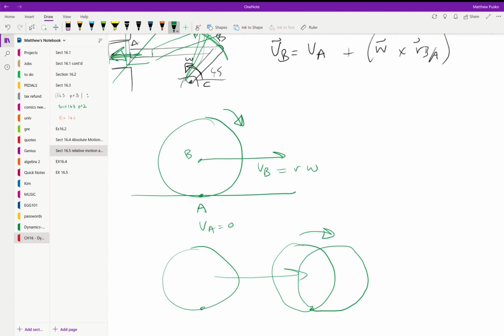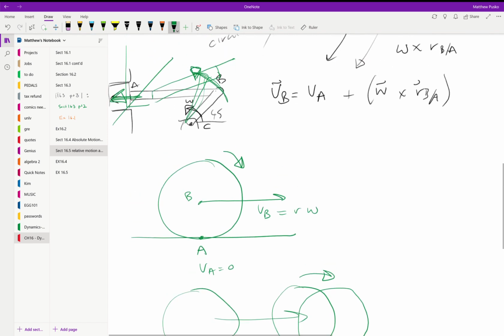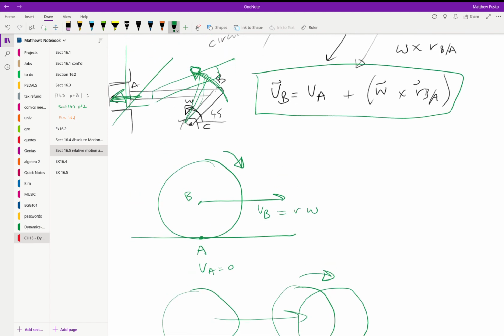Always try to think of general planar motion as a translating motion from one point that we usually call A, and then a rotation about A to describe point B. Alright, and this is how we're going to do it. Thank you.